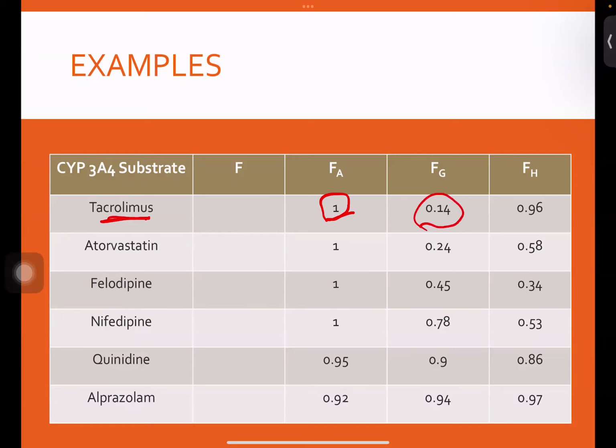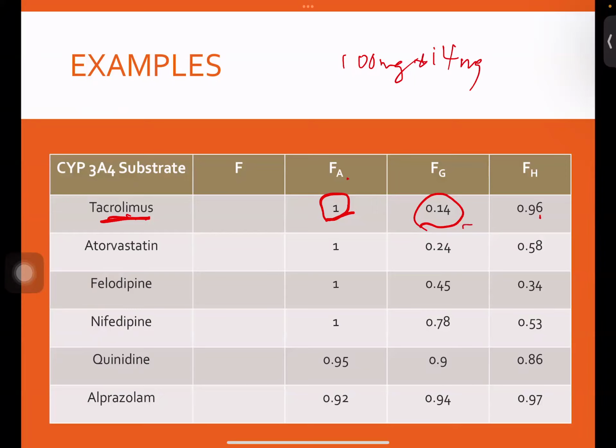But look at this. Only 14% makes it past the enzymes and the P-glycoprotein, because this is a substrate for the enzymes and the P-glycoprotein that are in the gut wall. So if we give 100 milligrams, which is not a dose we give, but I'm just making it easy, 100 milligrams will make it to be absorbed, but now we're down to 14 milligrams already, right? After we get through the gut.